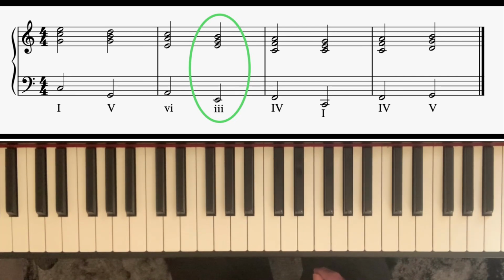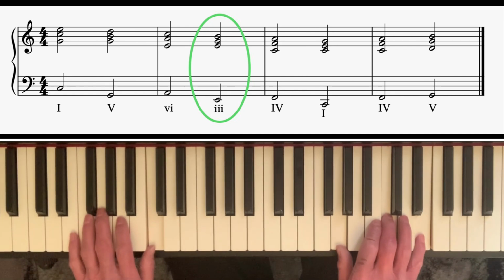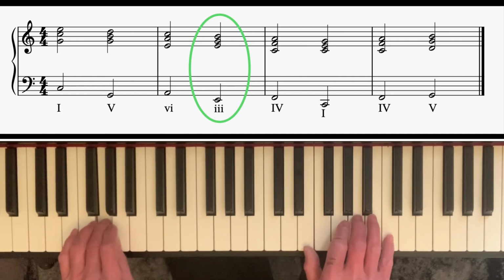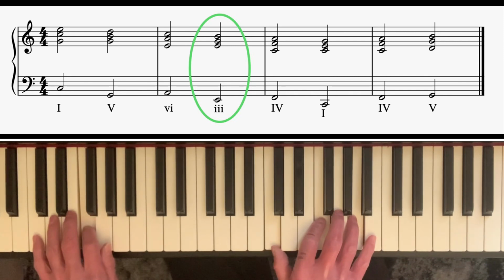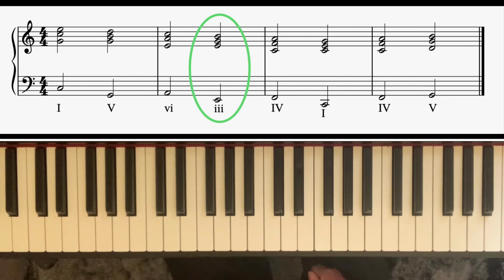Now, what's important in this progression is what comes before it and what comes after it. So the chord before it really has to be either chord 6 or chord 1, and the chord after it, chord 4. So in this case, it was chord 6, 1, 5, 6, 3, and then 4. It can be preceded with chord 1 instead.